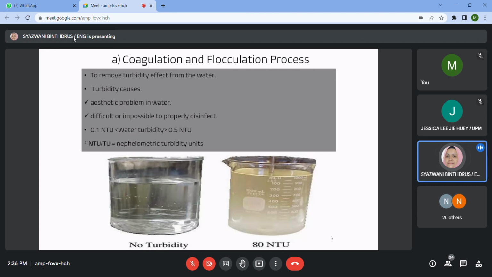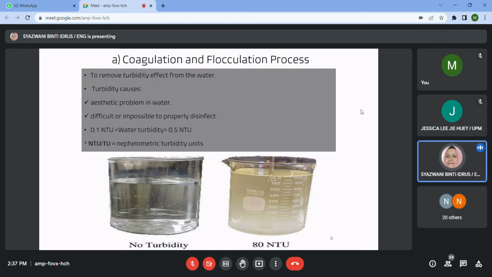This is the one that you have studied before during the third year. The purpose of having coagulation and flocculation process in water treatment is to remove the turbidity. What is turbidity? By definition, turbidity is the clarity of water, the ability of light to transmit within water.